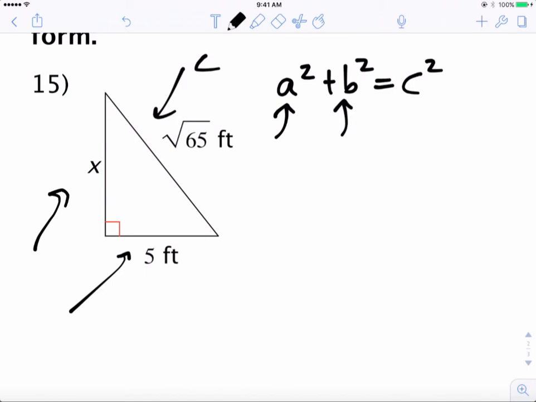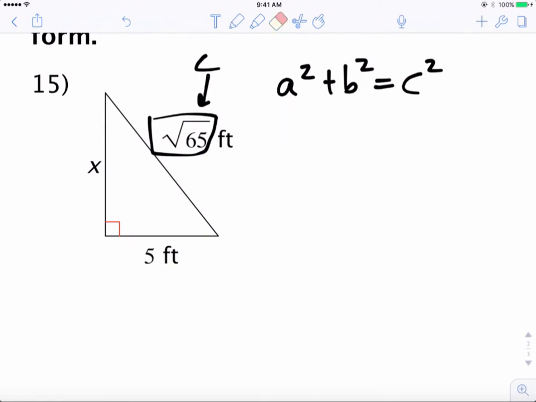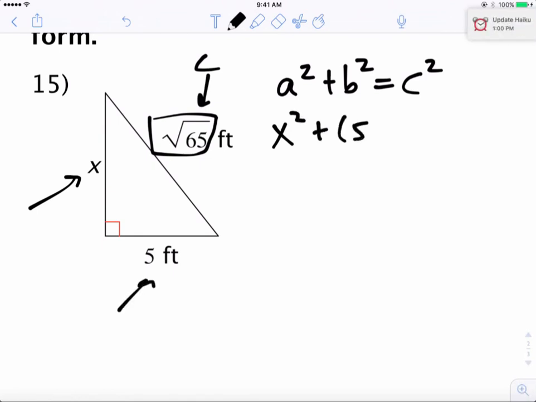Be careful, a lot of times students assume that this is the number that we don't know, when in fact right now, we actually do know that number. C is equal to the square root of 65. So let's substitute in some numbers. I think that one leg we don't know, so we're just going to leave that as x squared plus 5 squared equals the square root of 65 squared.